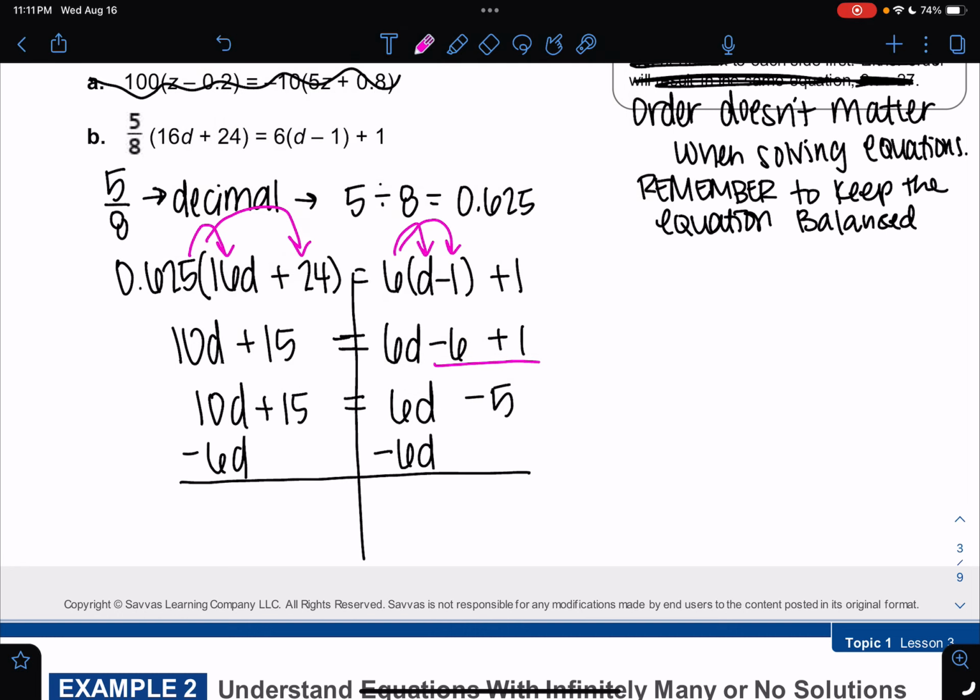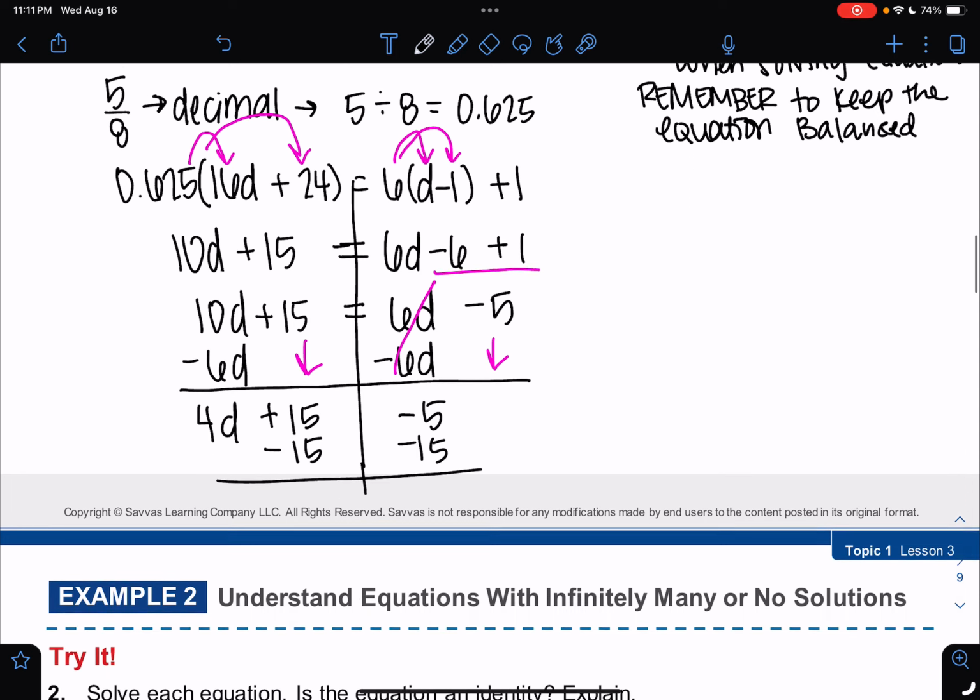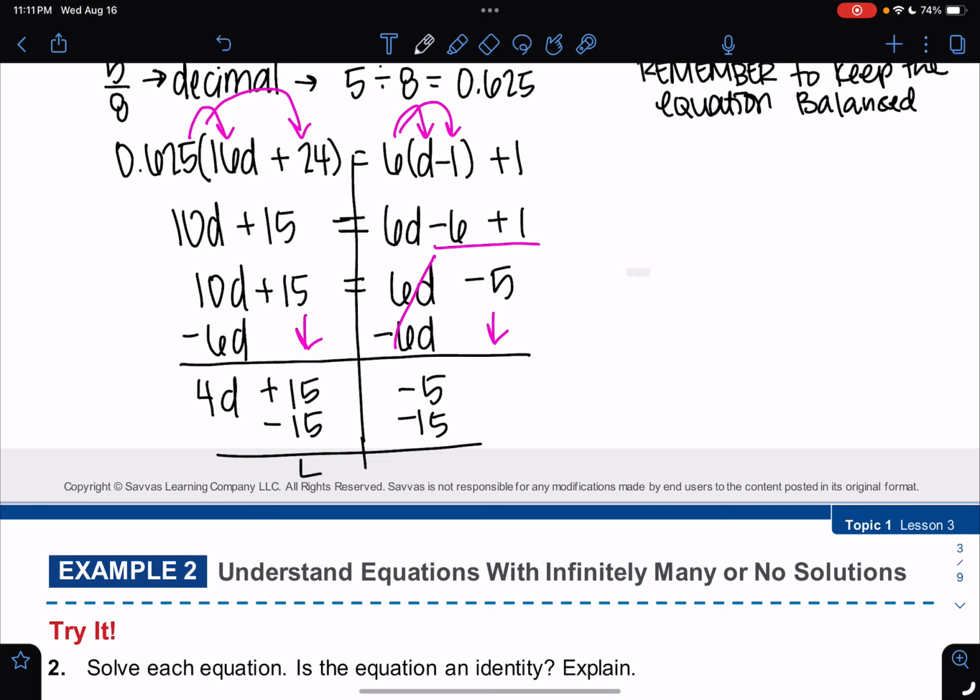Cross out what I know has canceled and drop down what I've not touched. All right, so I've got plus 15 and a -5 now over there, and I've got a 4d here. Next I would move the 15 to the -5, and I've got 4d. Cancel those out real quick. All right, 4d is equal to -20. I'm going to just draw a little arrow over here so you can see. So I have 4d equals -20.